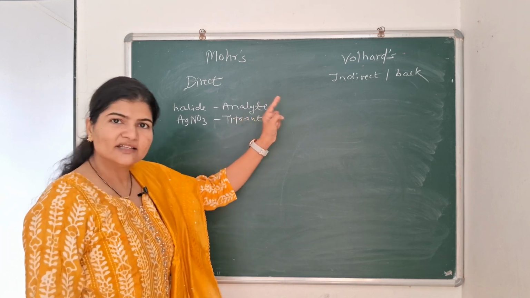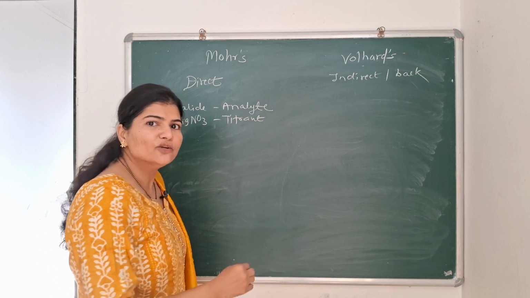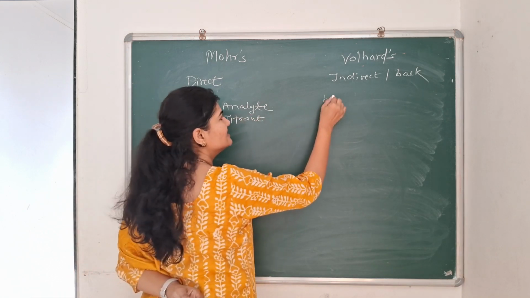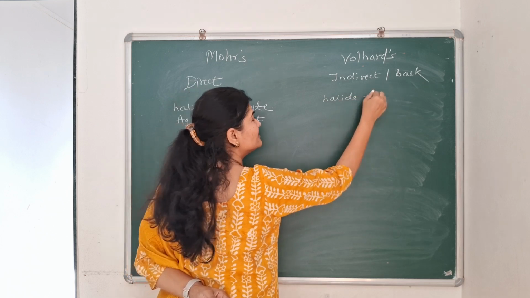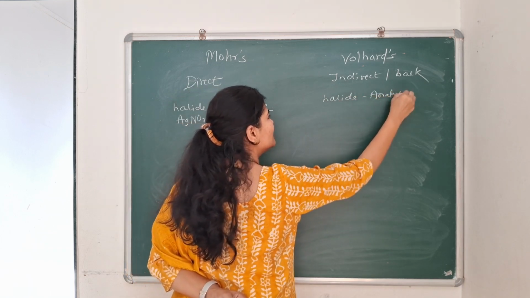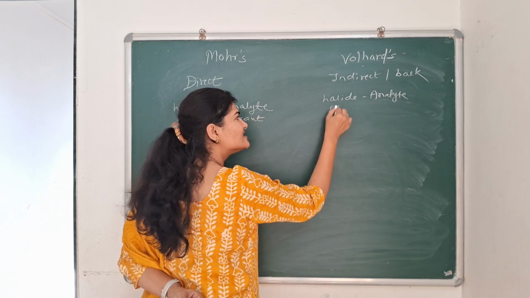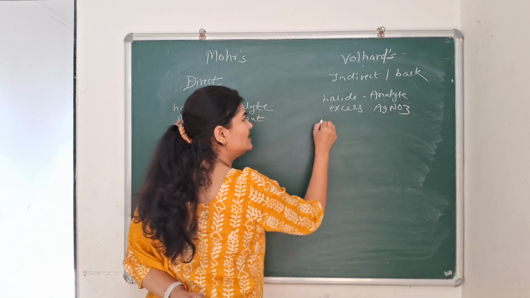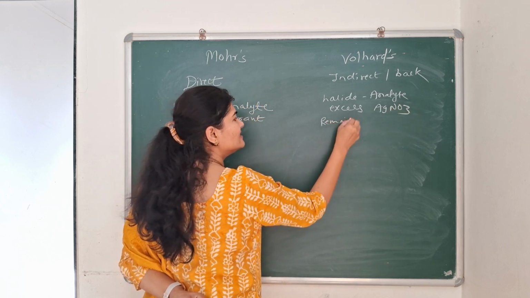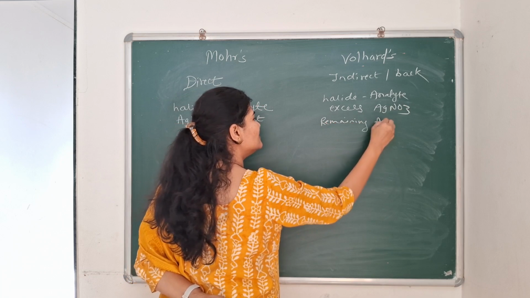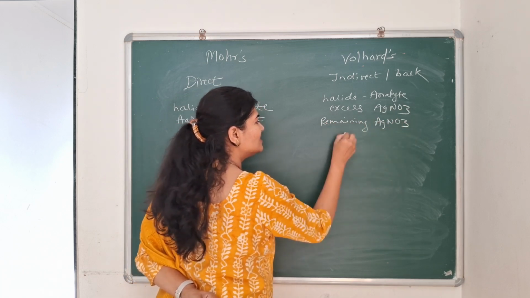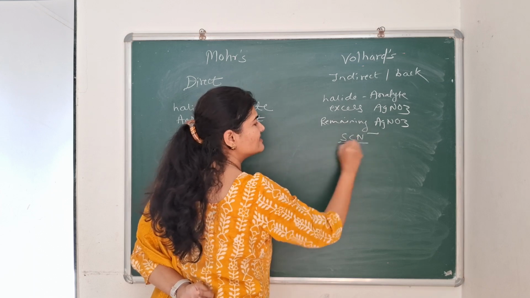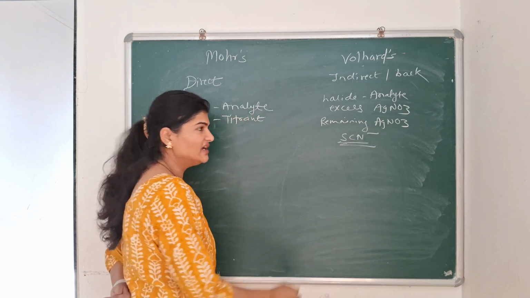Now, in case of Volhard's, what we are doing is, obviously halide ions are our analyte, but silver nitrate is added in excess, and then the remaining silver nitrate is titrated with thiocyanate ions. They are filled in the burette.